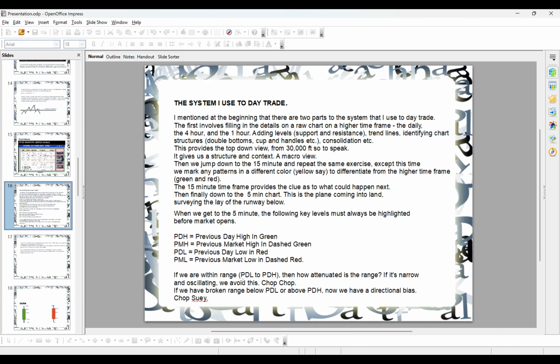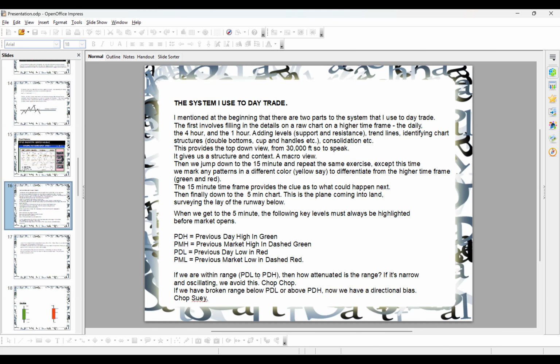So as I mentioned, if we're within range between previous day low and previous day high, then the question you have to ask yourself is when the market opens, what's our range? So if we're on SPY, do we have 2 points of range? Do we have 3 points? Do we have 5 points? 5 points of range is good because now we've got some wiggle room. If we've got 1 point of range, yeah, we're not trading that till we get out of that range.